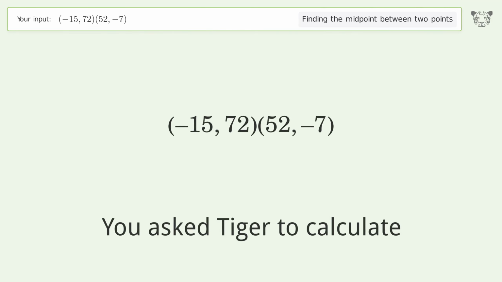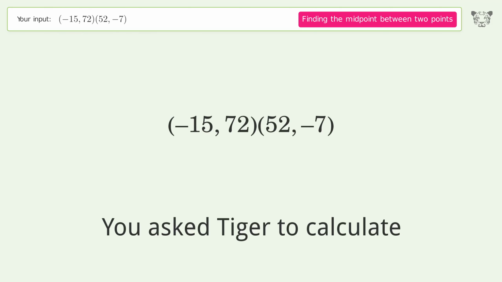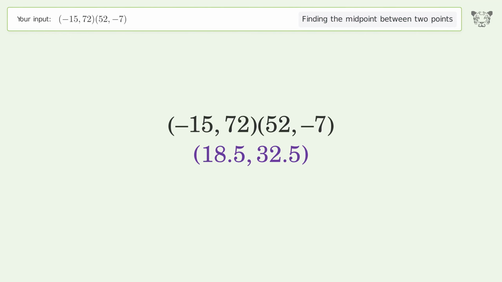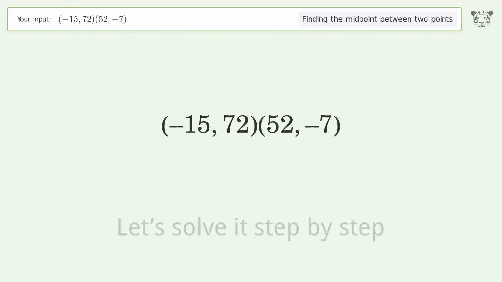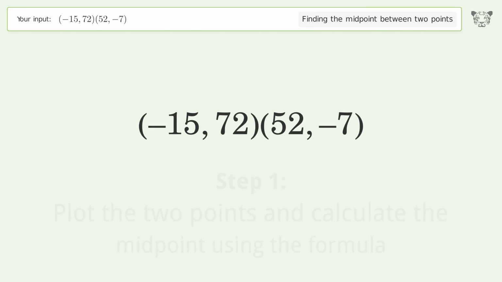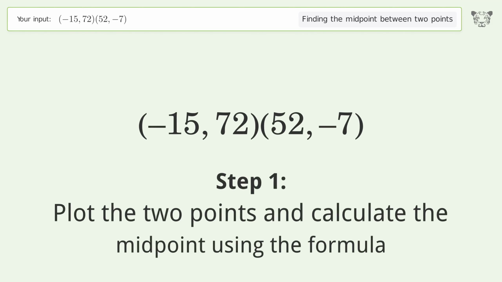You ask Tiger to calculate. This deals with finding the midpoint between 2 points. The midpoint between the 2 points is 18.5, 32.5. Let's solve it step by step. Plot the 2 points and calculate the midpoint using the formula.